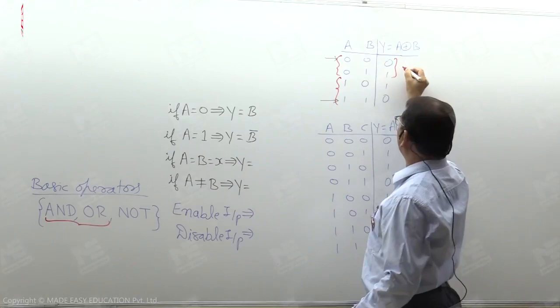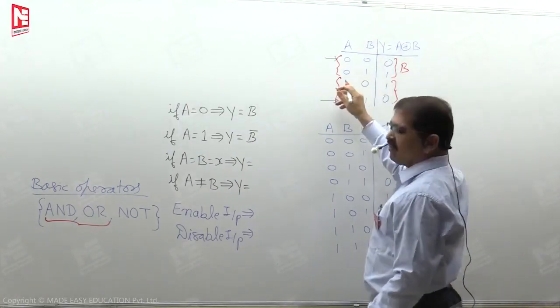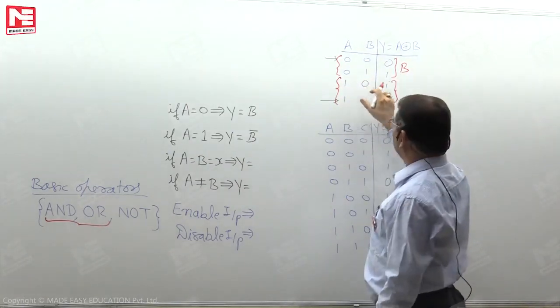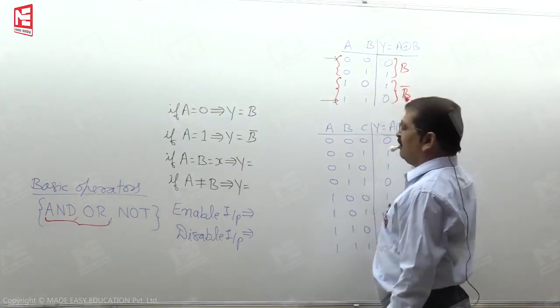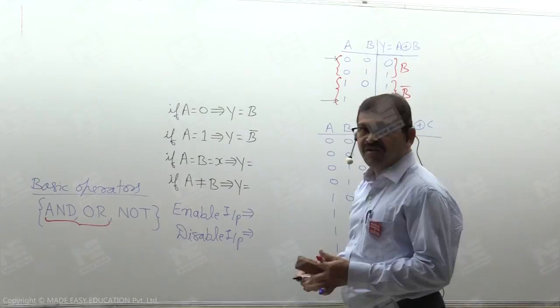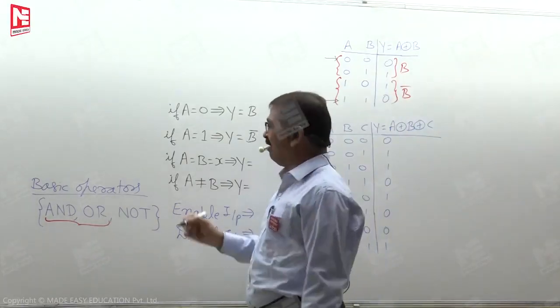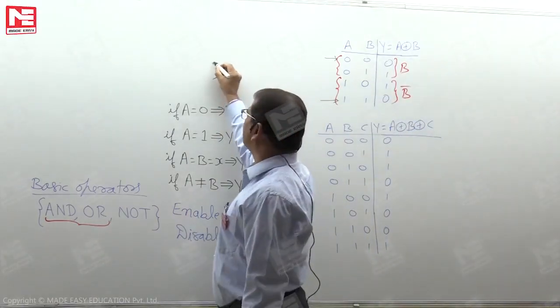Whenever one of the inputs is 0, from the first two rows, if B is 0 the output is 0, if B is 1 the output is 1, so it is B. Whenever one of the inputs is 1, if B is 0 the output is 1, and if B is 1 the output is 0, so it is B complement. So here we are looking at a speciality of this two input exclusive OR operation, or this two input exclusive OR gate.